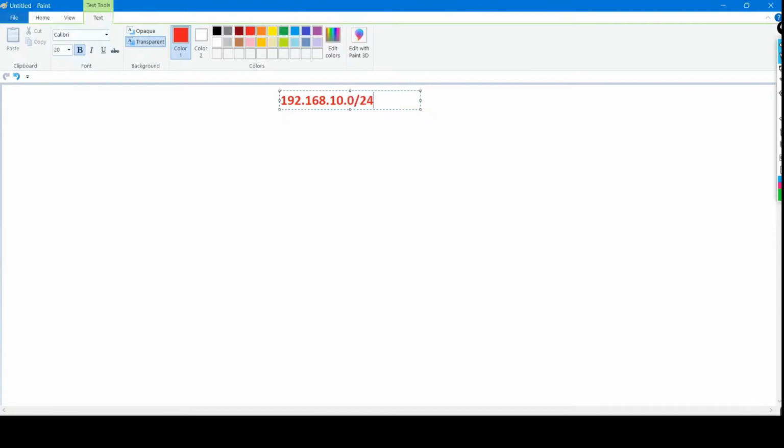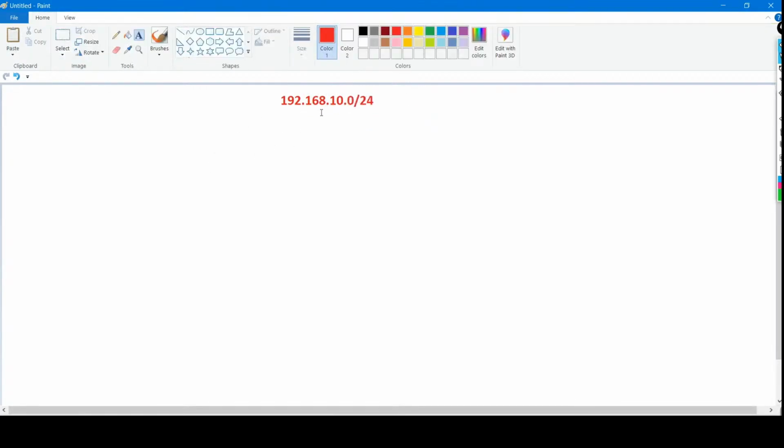(192.168.10.0/24). We need to divide this network into 2 parts, right? By default, this is a network ID, and there is only a single network. And how many valid hosts are there? 254. So we need to divide this network into 2 parts.